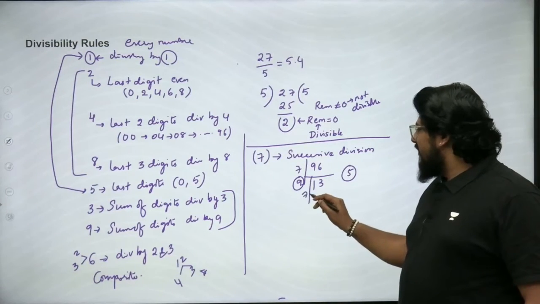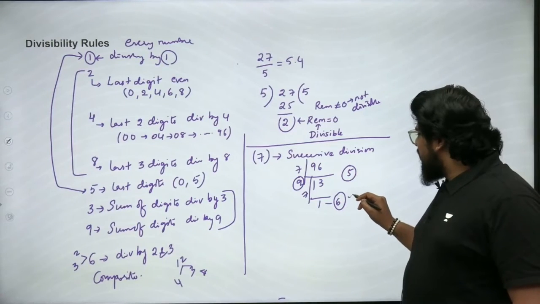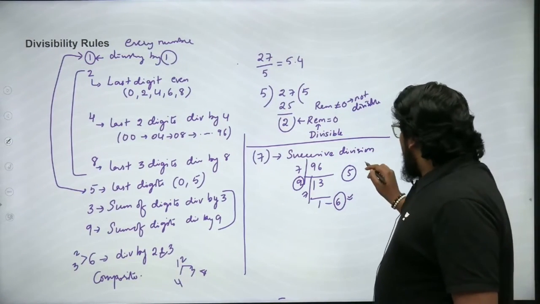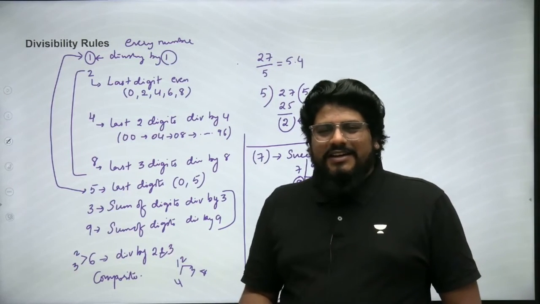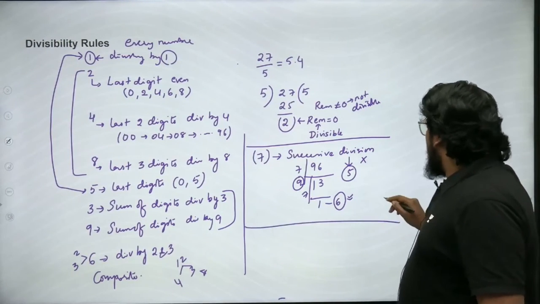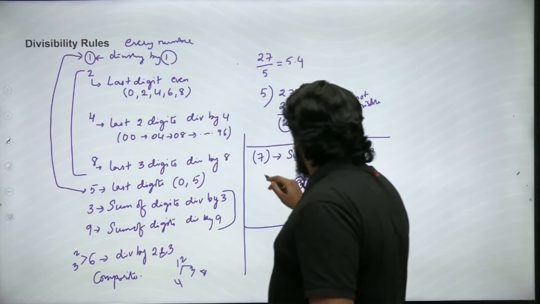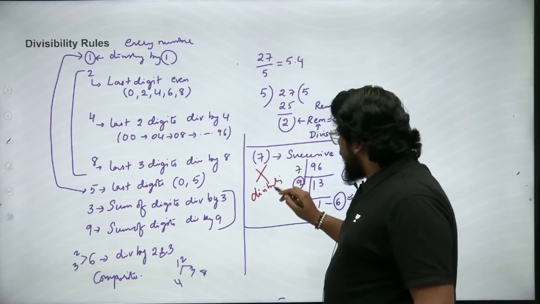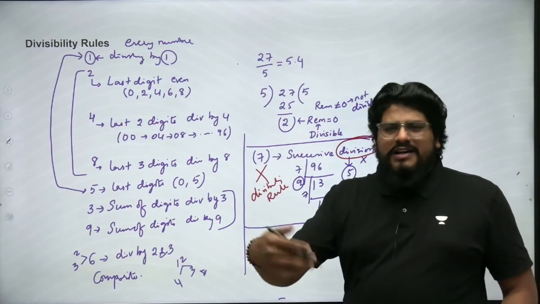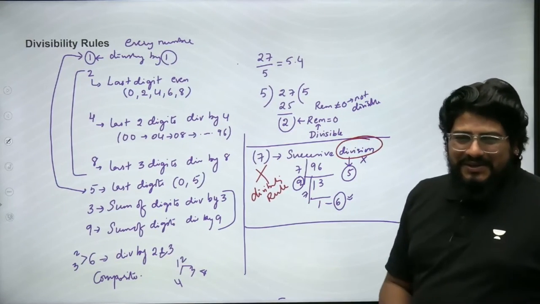But again, you say, how many times does 7 go into 13? It goes one time and is left with 6. Since the remainder here is 6, it is not divisible by 7. Rather, instead of successive division, anyways, you need to divide and check, right? So, you can directly divide and check that it is not divisible. Am I clear with this, guys? So, for 7, there is no such rule to identify. For 7, there is no divisibility rule to identify whether a number is divisible by 7 or not, because even in successive division, you are dividing a number with 7 and checking. It's better to divide a number with 7 and check, to be very honest.